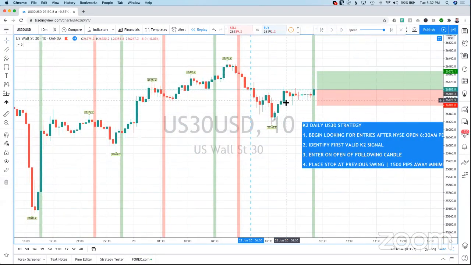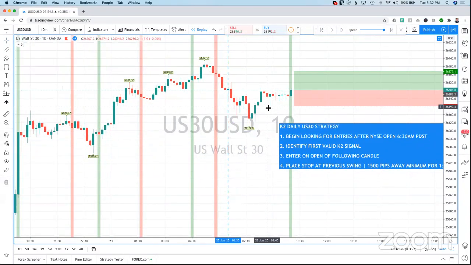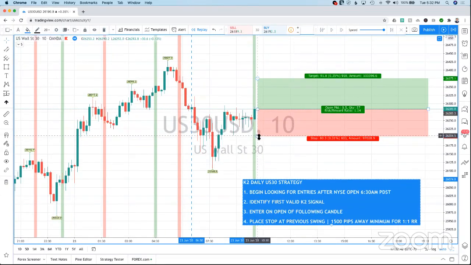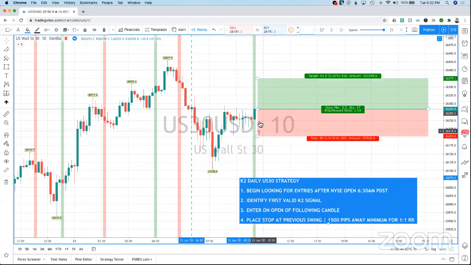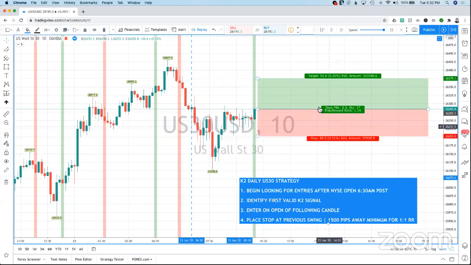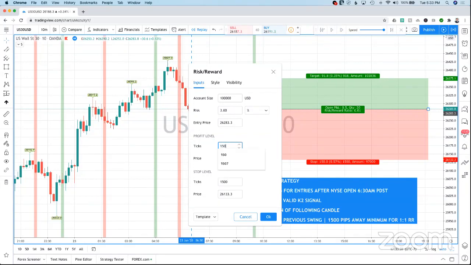So this should have been an indicator not to trade US 30, but I know everyone was so excited to take US 30 this morning, and I was too, obviously, and that's why we took it. But so right here, like I said, we enter on the open of the following candle, so we would enter right here. We would have placed our stop loss at the previous swing, which should have been right here. But this is only 800 pips. So since it's too little, we're going to extend it to the 1500 pip minimum. So I'm just going to change that to 1500. Again, right here, 1500.